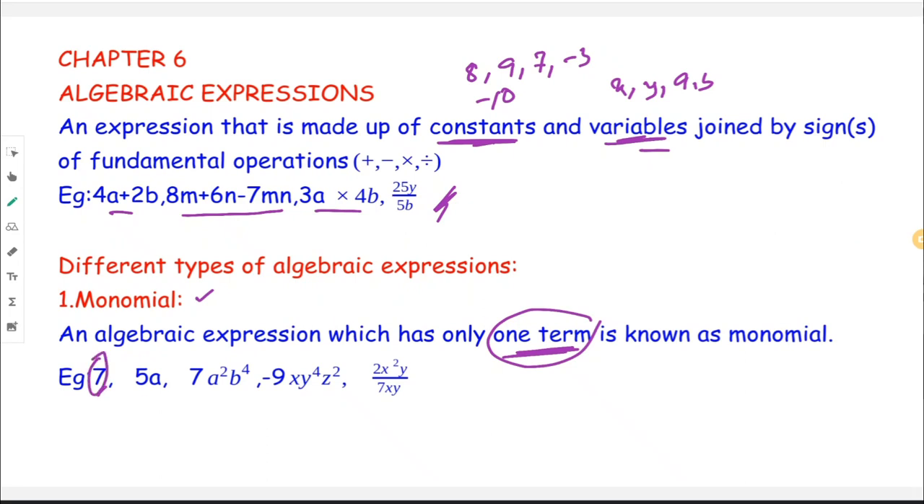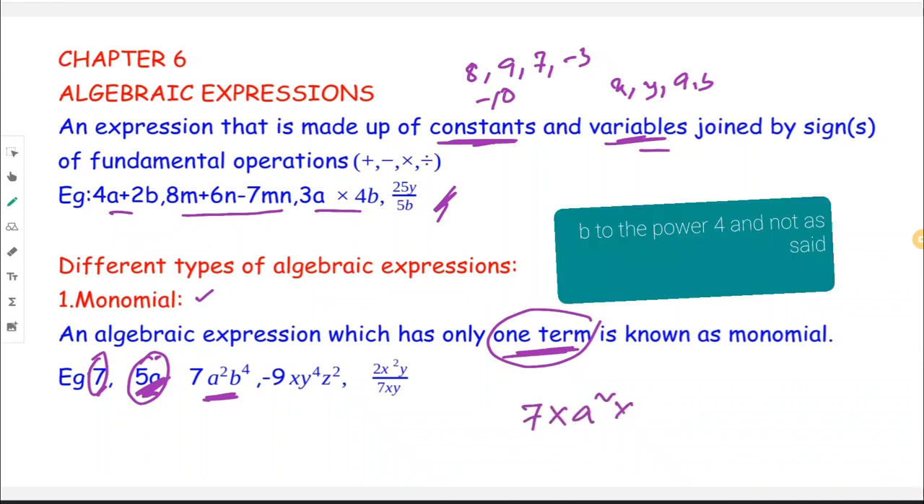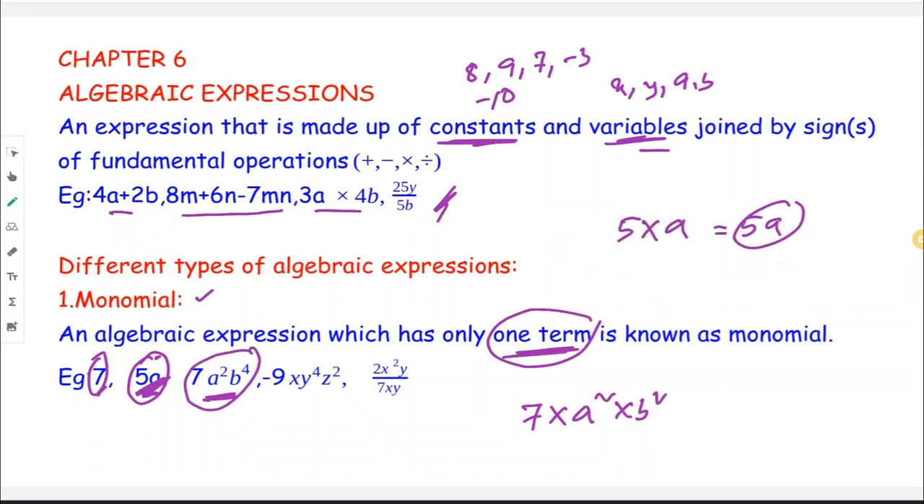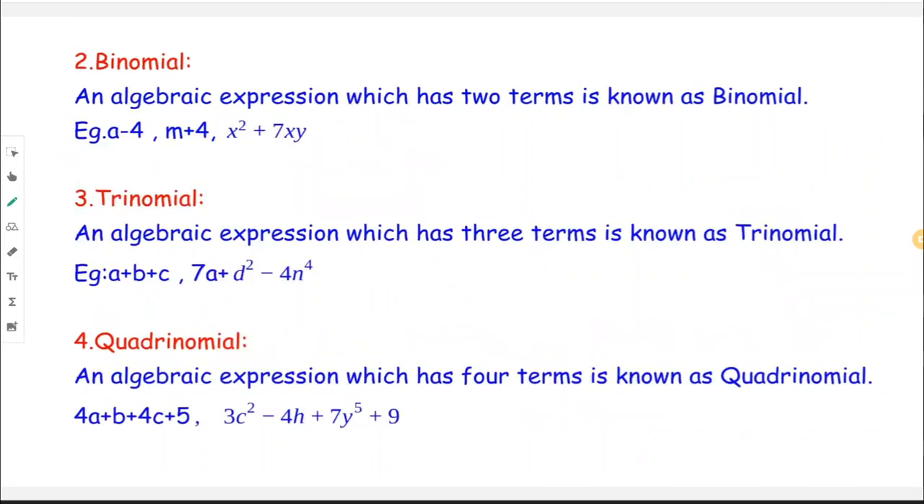Now when you look at this 5a, you will think that there are 2, but remember, as long as there's multiplication, because it is something like 5 into a, when you multiply it gives you 5a. So remember, this is just 1, so this is also monomial. Same thing here. What does this mean? It means 7 into a square into b square, but they're all together as 1. So this is monomial. Same thing here also.